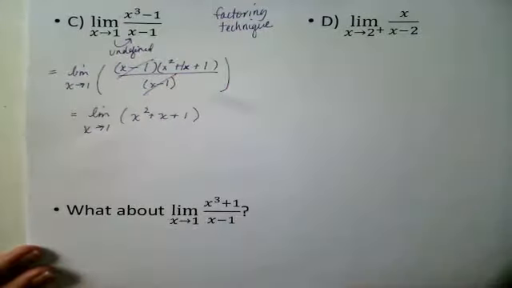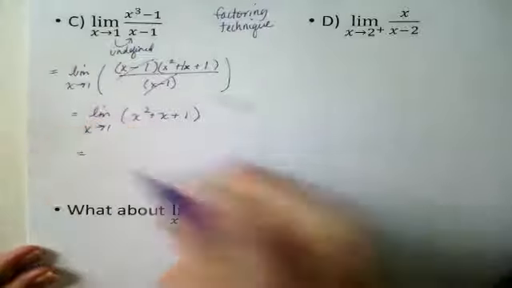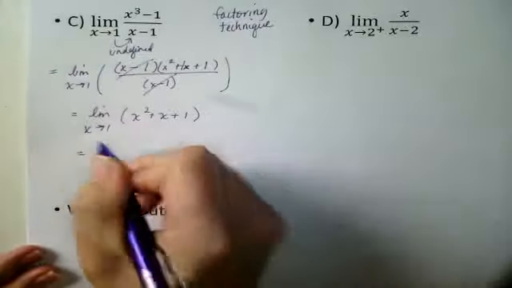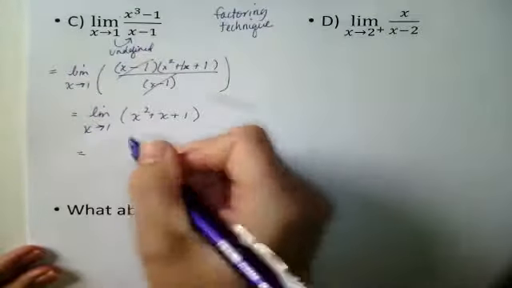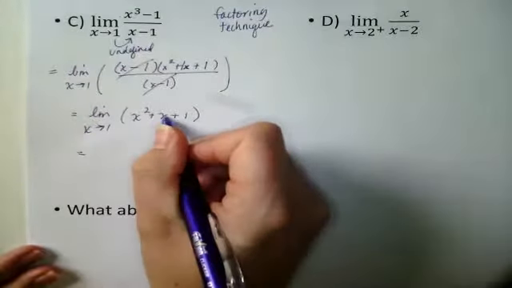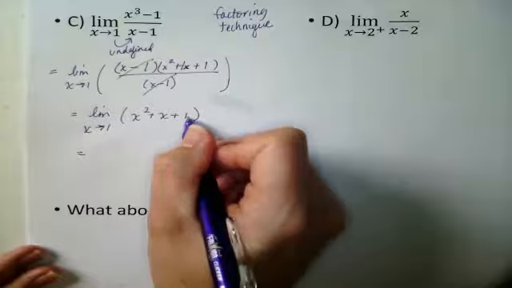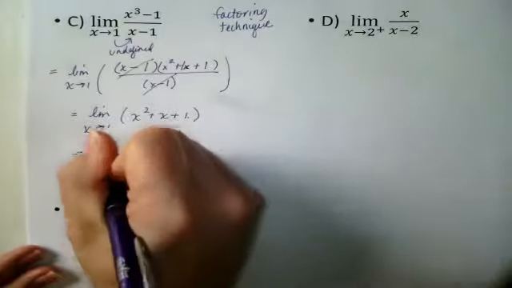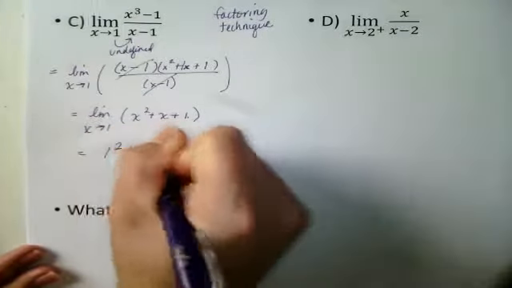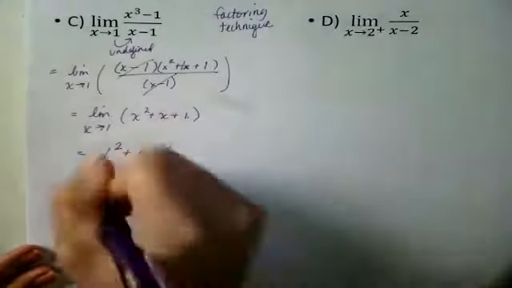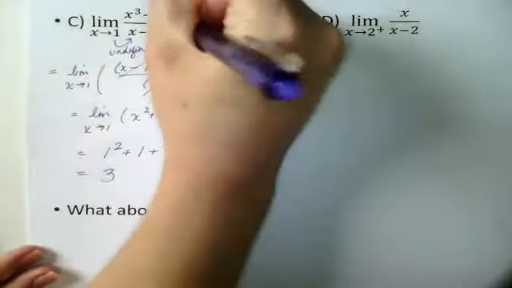And now direct substitution is just fine. I could write it out, the limit as x approaches 1 of x squared plus the limit as x approaches 1 of x plus the limit of 1. But I'm just going to go ahead and do 1 squared plus 1 plus 1, which is 3. So this limit is 3.